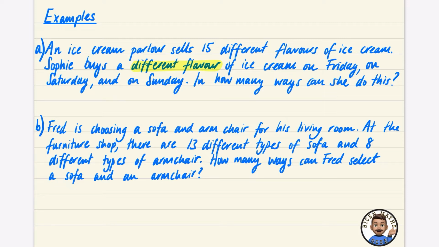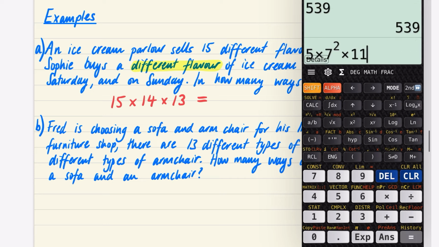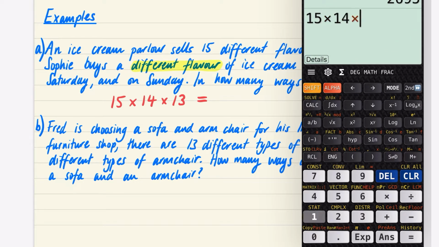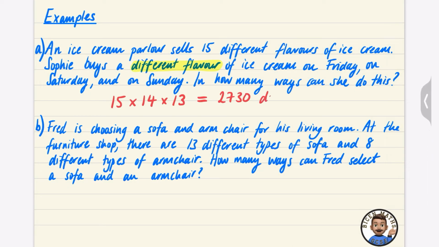So on the first day when she goes to the shop, on the Friday, she's going to be able to choose from 15. But on the next day, she will have one less choice because she doesn't want to repeat her order. And on the day after, she will only be able to choose from 13 things because she'll have already ordered 2 things on the previous 2 days. So all that's left to do is to calculate 15 times 14 times 13, which is 2,730 different ways, which is a lot. So you can do that next time you go into an ice cream place. You can try and figure out how many different combinations there could be, okay?